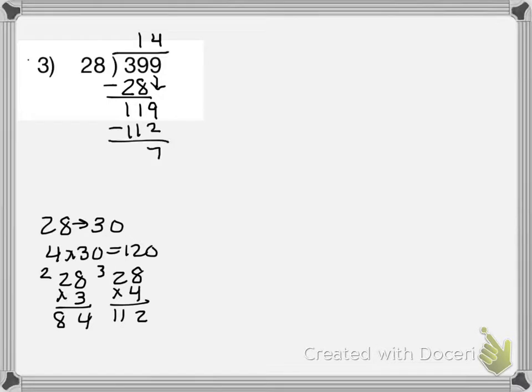And we have a difference of 7. So I'm going to add a decimal point here, and a 0, and a decimal point above as well. And I'm going to bring the 0 down to make it 70. All right, looks like 3 groups is too big at 84, so let's try 2 groups and see what that product is. It's 56. So I'm going to put a 2 up here, and we're going to subtract 56.